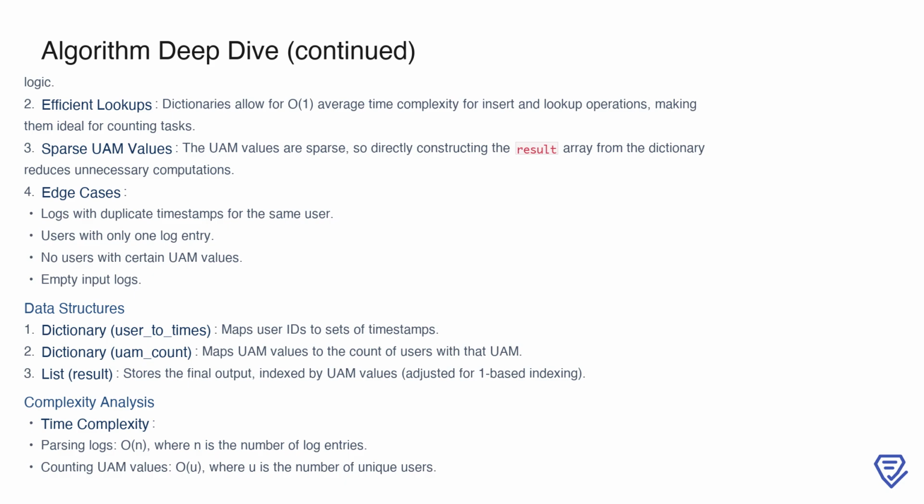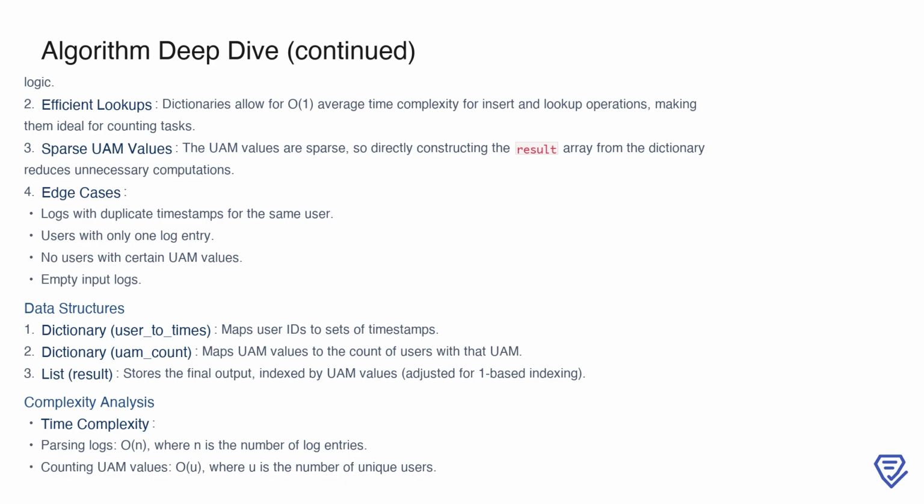First, using sets to track timestamps ensures that duplicates are removed automatically, simplifying the implementation. Second, dictionaries allow for constant time insert and lookup operations on average, making them ideal for tasks like grouping timestamps and counting UAM values. Third, directly constructing the result array from the UM_count dictionary avoids unnecessary computations, especially for sparse UAM values. Finally, it's important to consider edge cases.